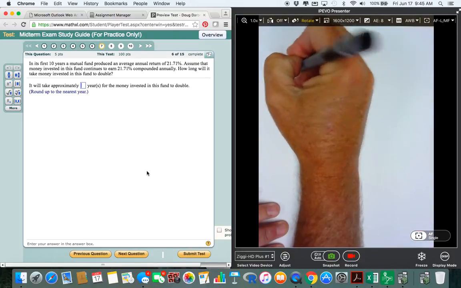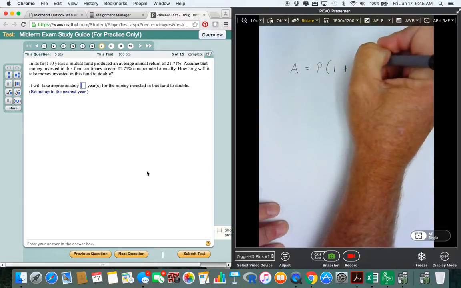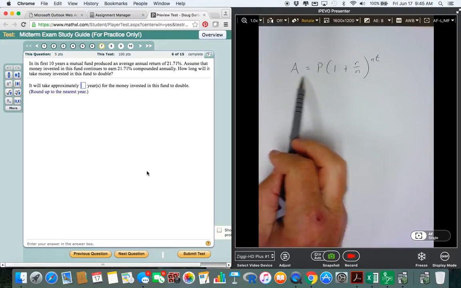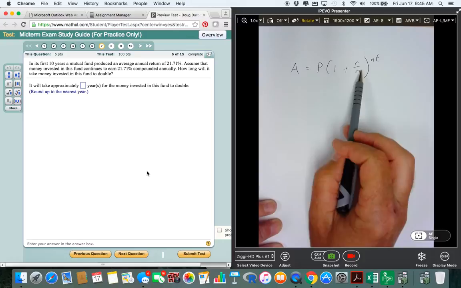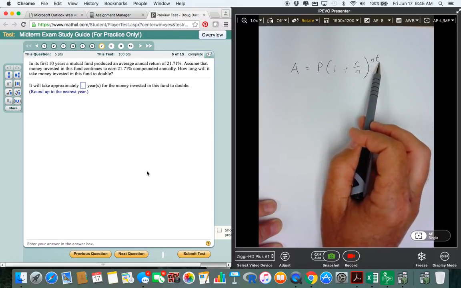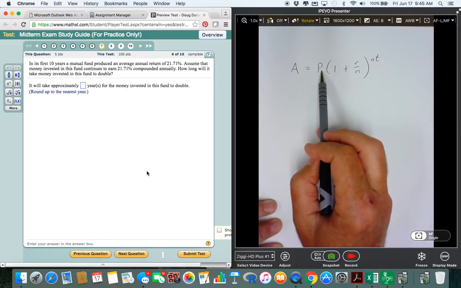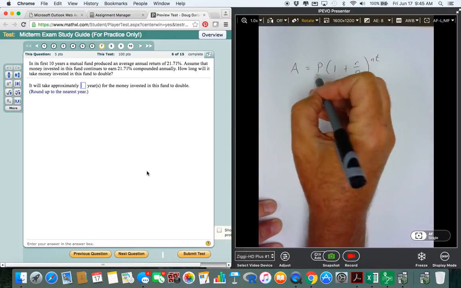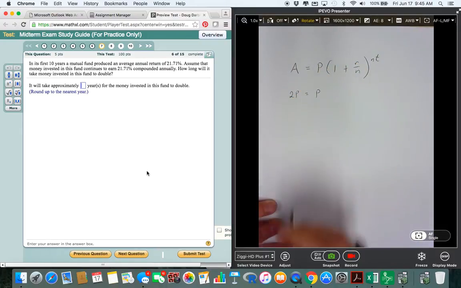Now we have a formula that I've given you. And again, this is our ending balance, this is our starting balance, this is our rate, this is the number of times per year compounded, and the number of years. I know whatever I start out with has to be double, because this is the problem we're working. So I know this P has to be 2p.